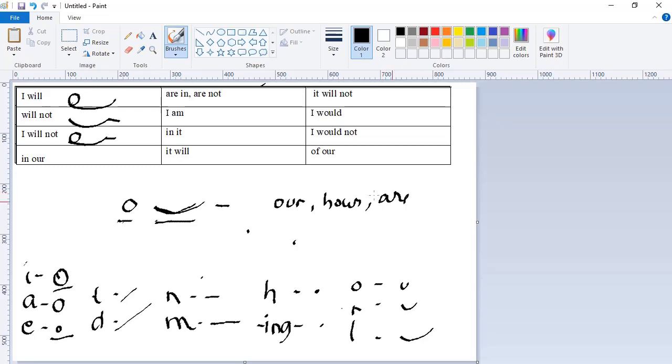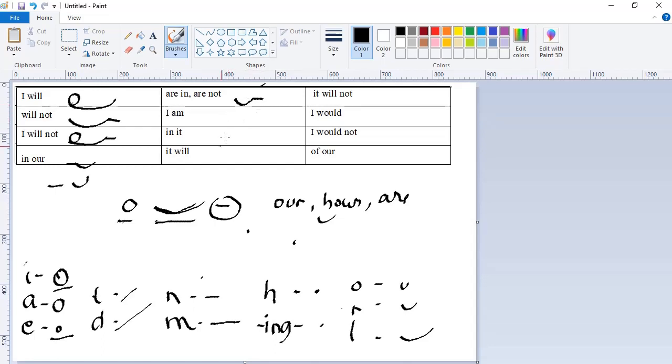R is represented by our R stroke. Now, in is represented by the N stroke, right? So now, let's put together in and our, and that becomes in our, with this stroke. Next, are in or are not. So we have are in or are not.